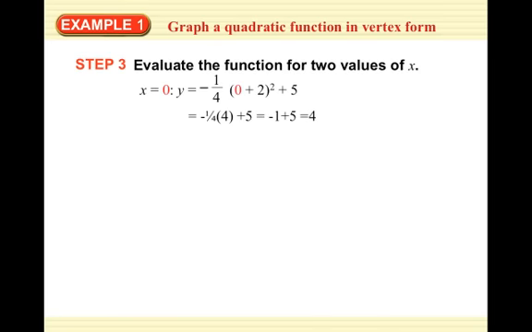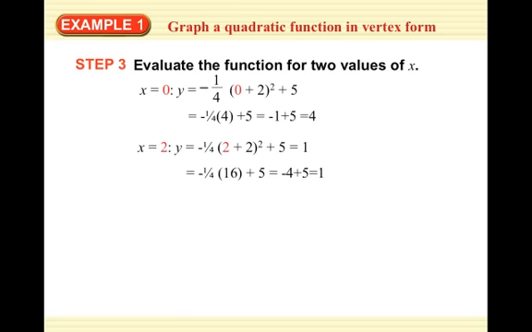And that's just so that when we evaluate, we get nicer numbers when we multiply by negative 1/4. Because we can pick any value for x we want. If we really wanted to, we could work with x equals 0.23, but that's just not going to be nice. So y equals negative 1/4 times 0 plus 2 squared plus 5 because x is 0. 0 plus 2 is 2, squared is 4, so that's where we get the negative 1/4 times 4 plus 5. Negative 1/4 times 4 is negative 1, plus 5 is 4. So the point 0, 4 is on our graph.